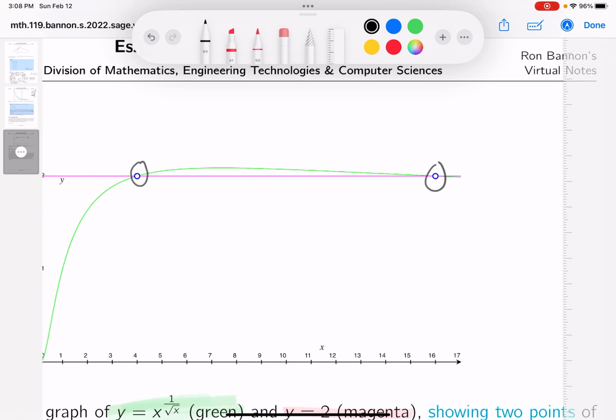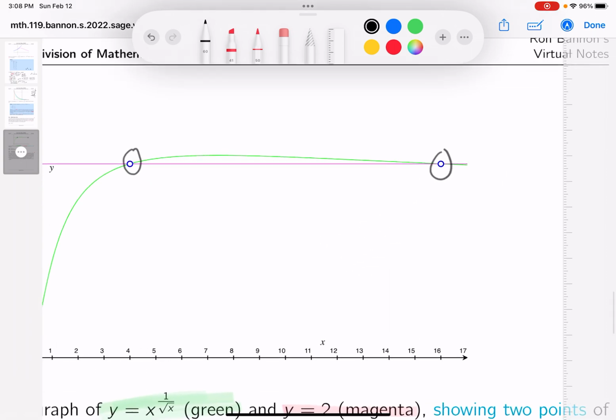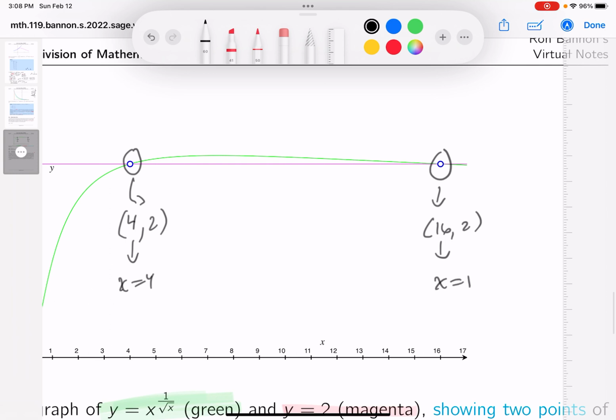Again, the points of intersection occur here at the number 4. This is the point 2. The solution is x equals 4, though. And this one over here occurs at 16, and you get 2. And again, the solution is x equals 16. We found those things. It's nice to have a visual, though.